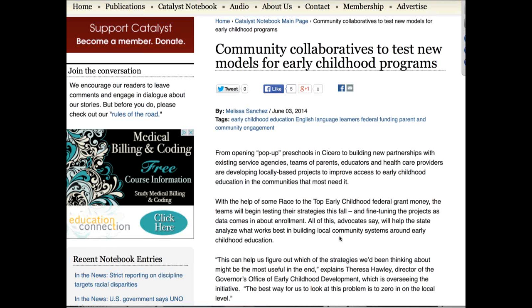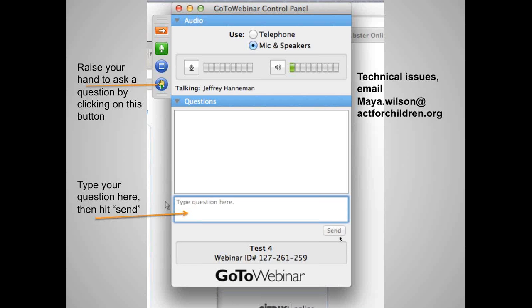I'm going to draw your attention, and you'll all get a link to this article that appeared in the Catalyst Chicago publication yesterday about the innovation zone. So perfect timing.